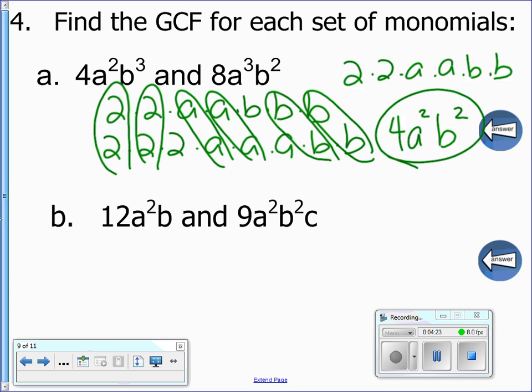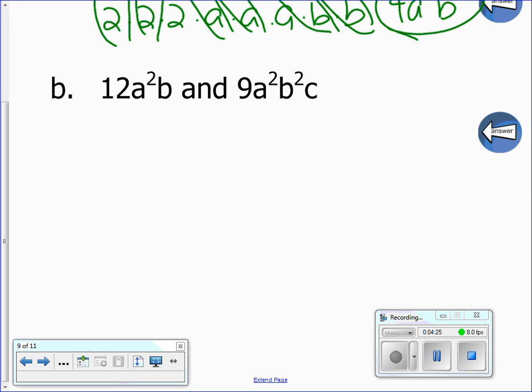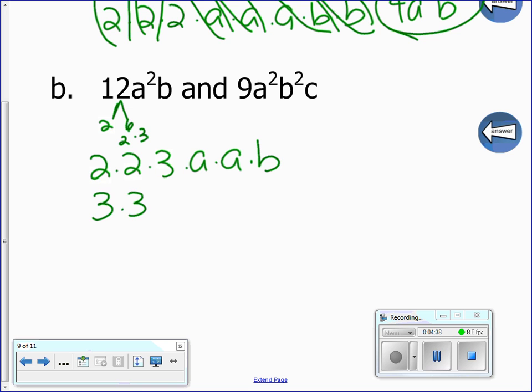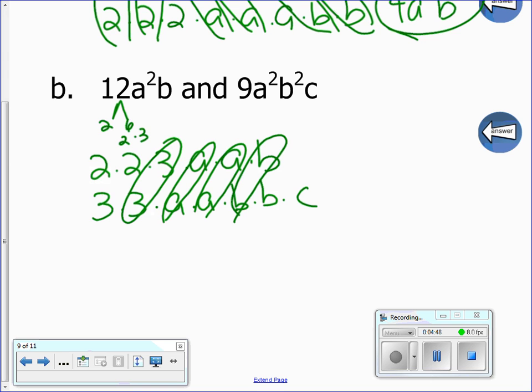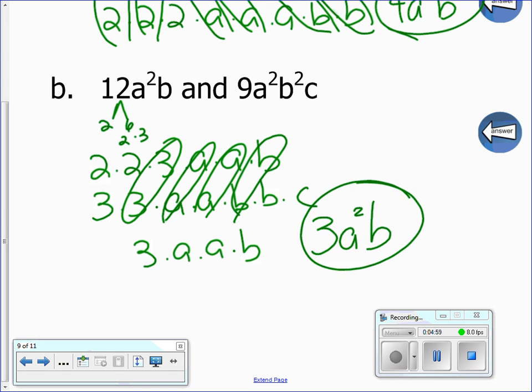If I do this next one, 12 breaks down to 2 and 6, which is 2 and 3. So 2 times 2 times 3, a, b. And 9 is 3 times 3, a, b, b, c. So the ones in common are this, an a, an a, and a b. So it's 3a, b. So my answer is 3a squared b.